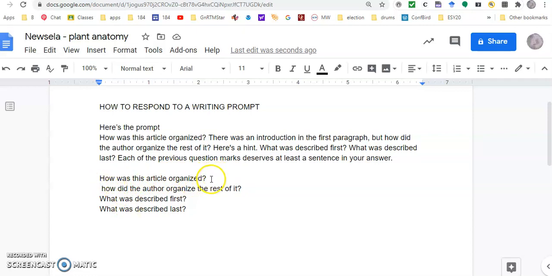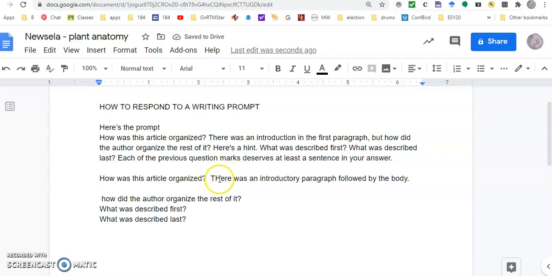How was this article organized? Well, what came first? There was an introductory paragraph followed by the body. Now let's look here. What was described first? What was described last?